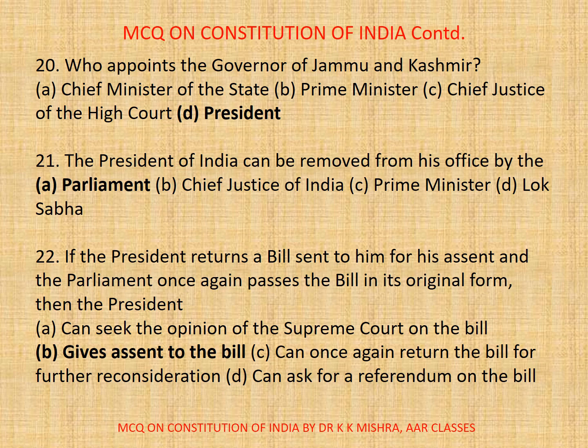22. If the President returns a bill sent to him for his assent and the Parliament once again passes the bill in its original form, the President A. can seek the opinion of the Supreme Court on the bill. B. gives assent to the bill. C. can once again return the bill for further recommendation. D. can ask for a referendum on the bill. Correct option is B. gives assent to the bill.